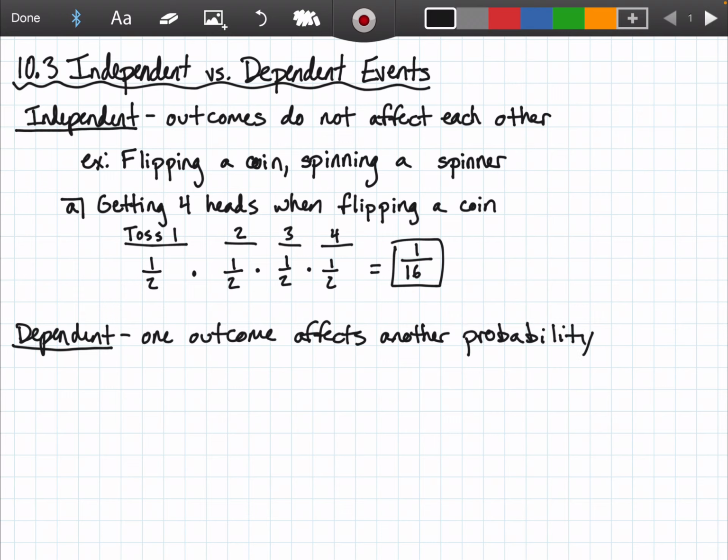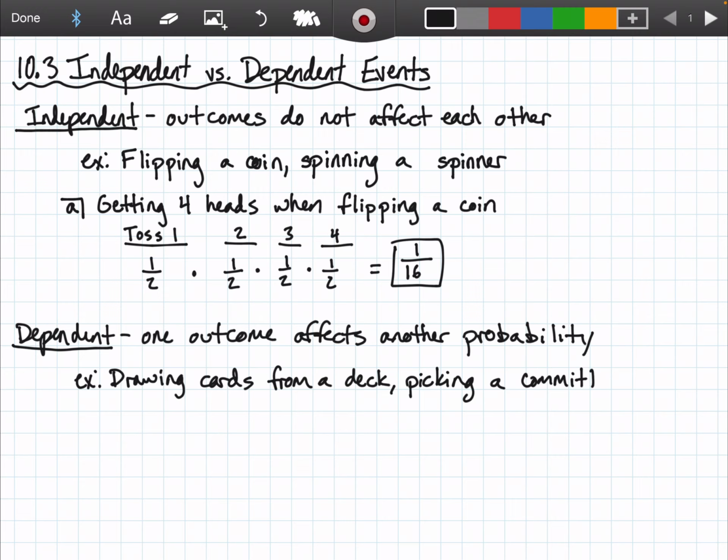So with dependent events, one outcome is going to affect another probability. So an example with this would be like drawing cards from a deck, or maybe picking members of a committee. And here's what I mean by that.